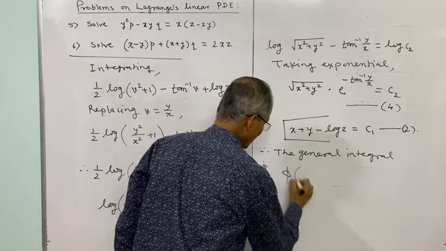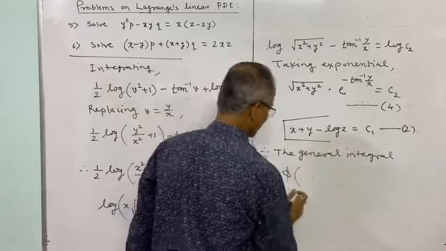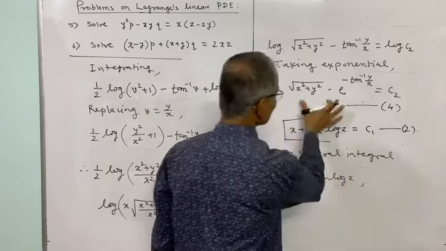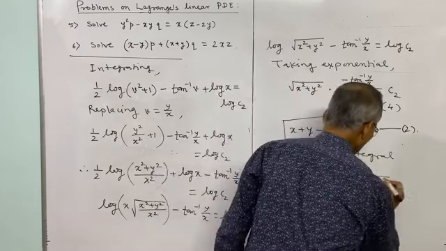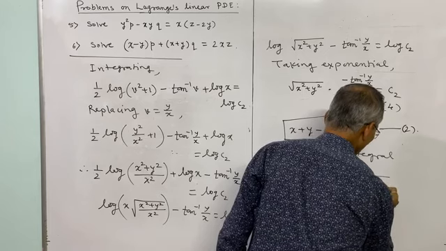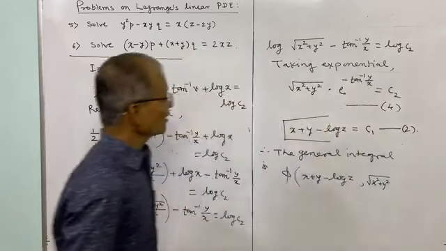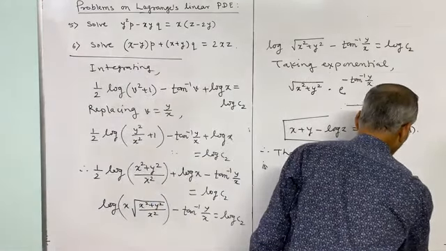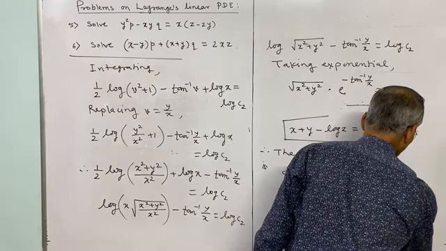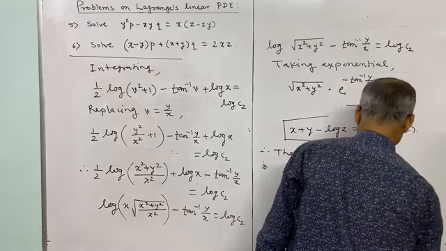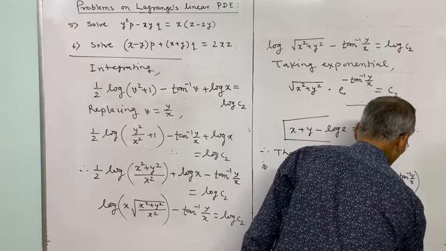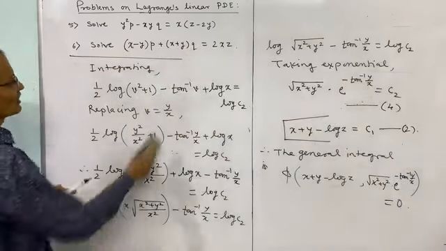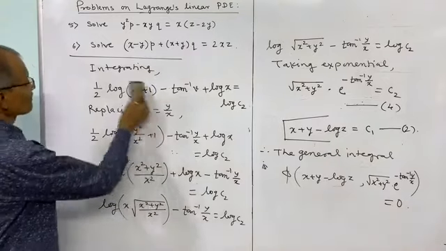is pi of, this is u, x plus y minus log z, and this is v, root of, maybe in alternative form or different form, root of x square plus y square into e to the power minus tan inverse y by x, and is equal to 0, is the general integral. So this completes the solution of the second problem.